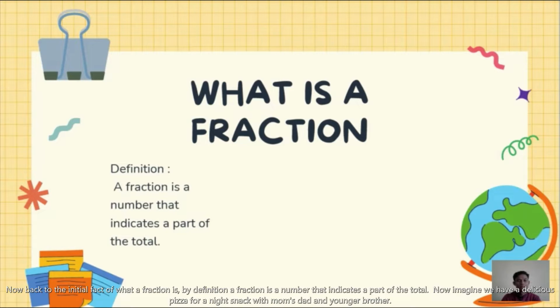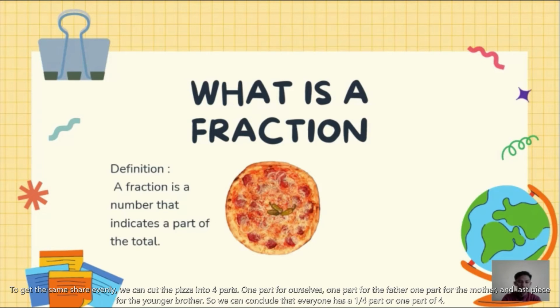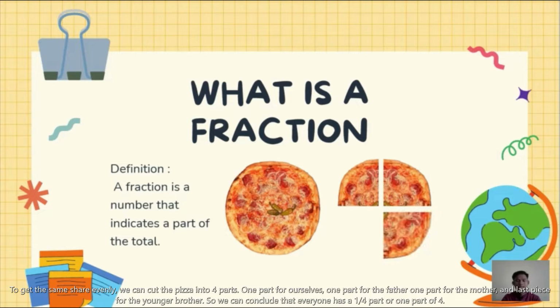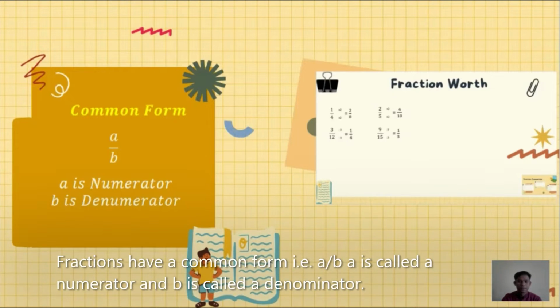Now, imagine we have a delicious pizza for a night with mom, dad, and young brother. To get the same share evenly, we can cut the pizza into 4 parts. 1 part for ourselves, 1 part for the father, 1 part for the mother, and the last piece for the young brother. So, we can conclude that everyone has a quarter part, or one part of 4. That is a fraction. Fractions have a common form, i.e. a over b. A is called the numerator and b is called the denominator.